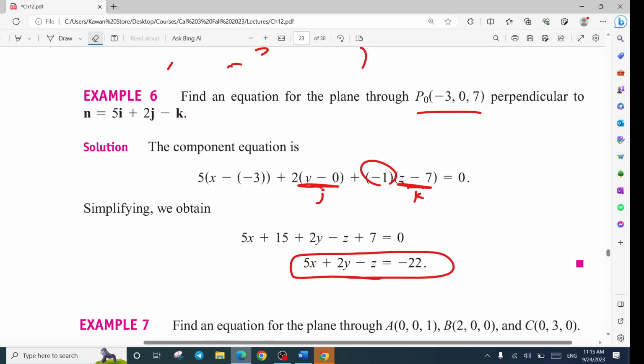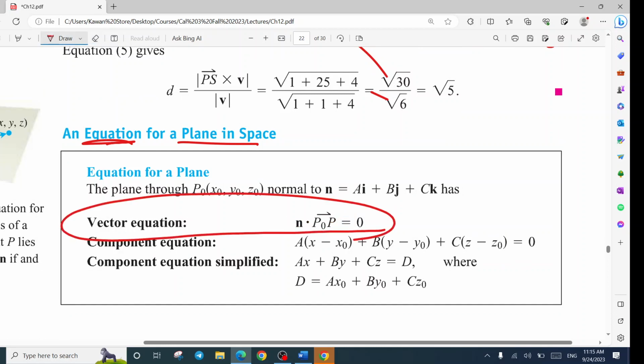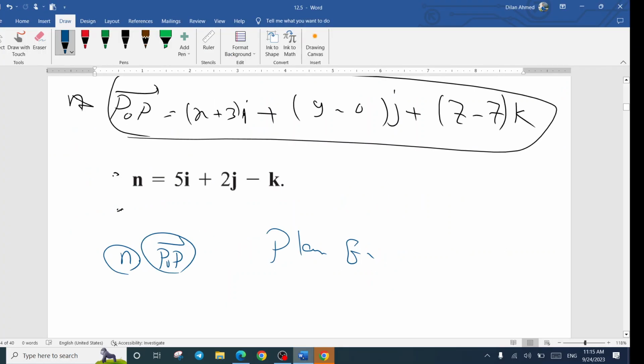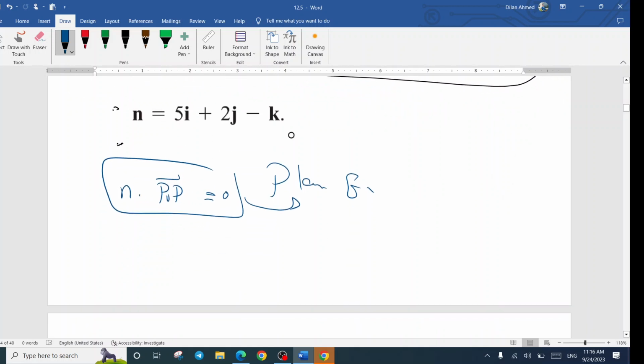Here's the formula. Let me show you again. Tamam? Good. So I say n multiplied by P naught P equals 0. That one will give me the plane equation. Do you agree with me? Okay, so how do we multiply, by dot product, yes.